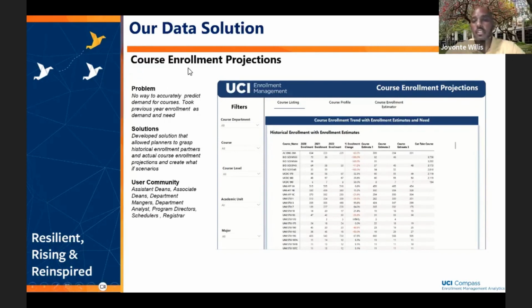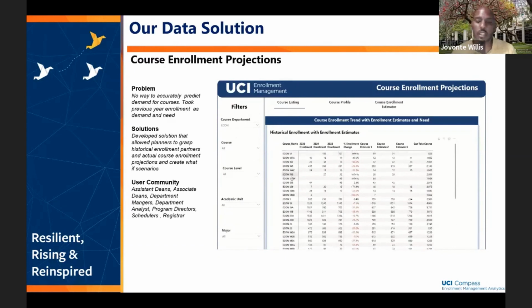So just some of the things we were able to do so far. Some of the problems were course enrollment projections. There was no way for users to accurately project the demand for courses. They were just looking at what the enrollment was for the prior year, and that's what they set capacity for courses for the upcoming year, what they thought the demand would be, what the caps would be.